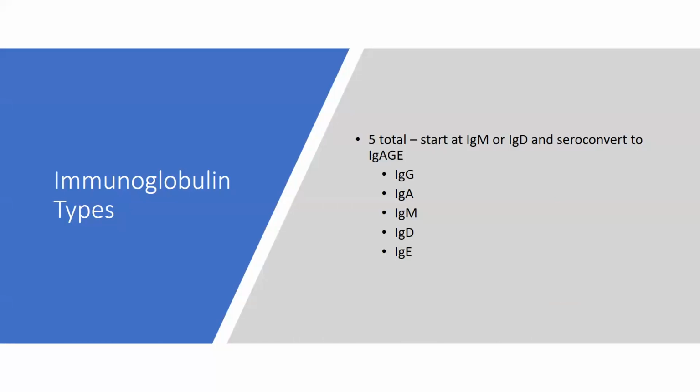The types we've talked about already. We start at IgM or IgD. IgD does exist. We just don't have a lot of function about it. And it'll seroconvert in this order: M, A, G, E. Okay. So we'll start with IgM. We then go to A. We then go to G. We then go to E, depending on what we're needing. But that's the seroconversion order that takes place.